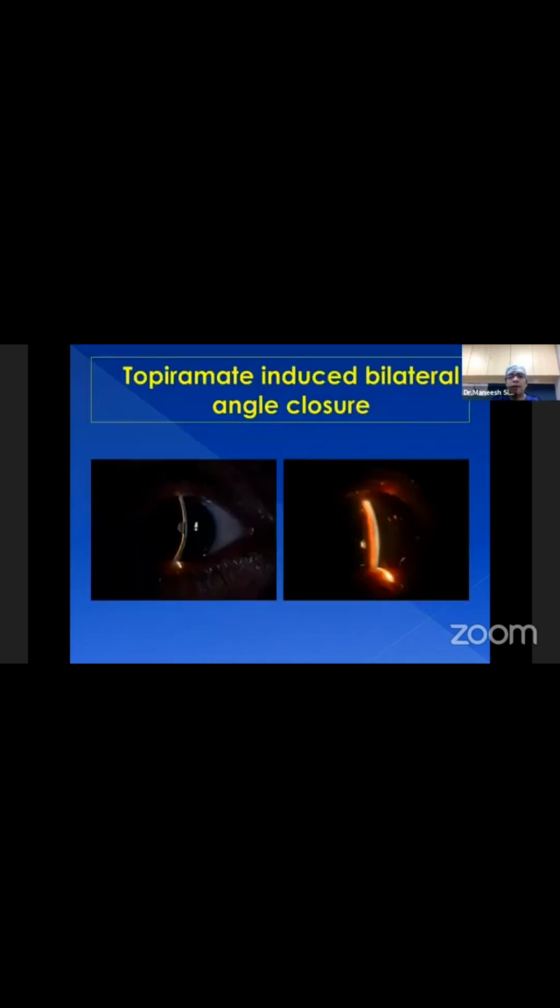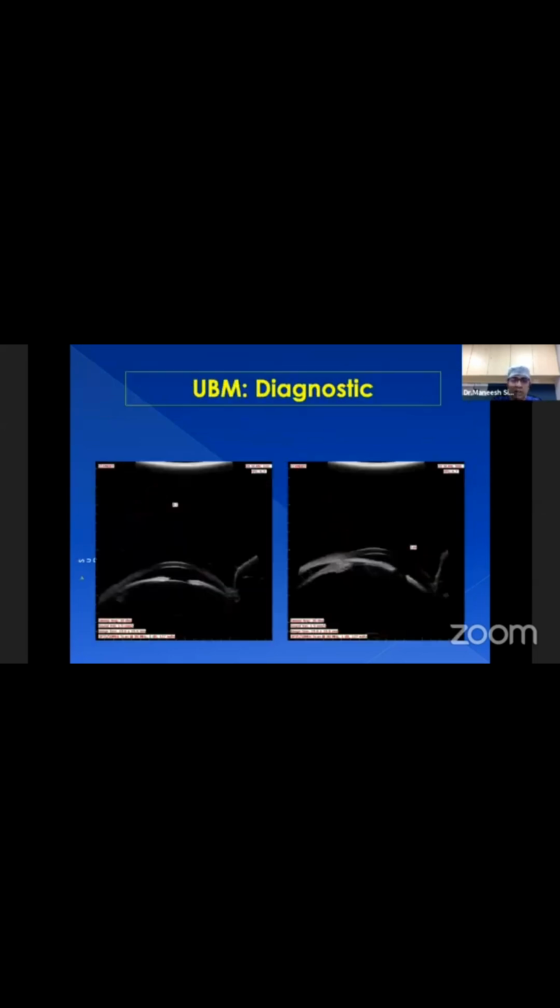In topiramate induced bilateral angle closure, UBM is diagnostic. You can see the supraciliary effusion, you can confirm it, plus post-treatment, how it is resolved can also be seen very nicely on a UBM.